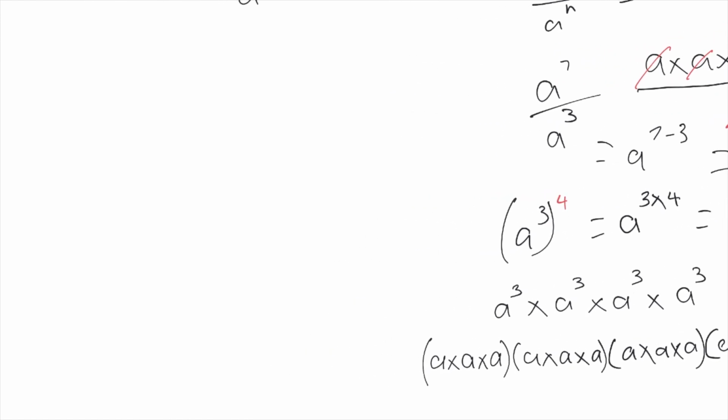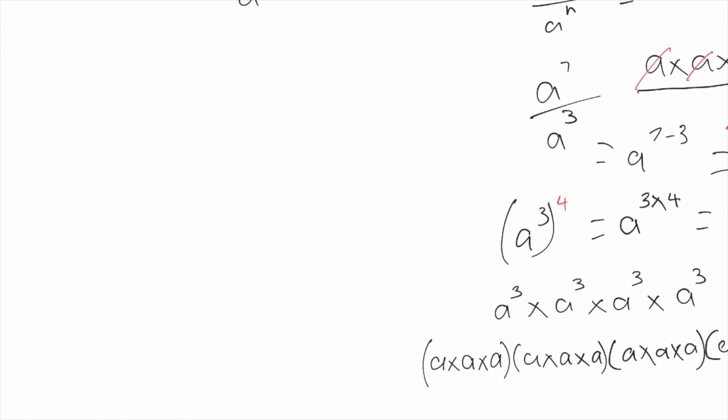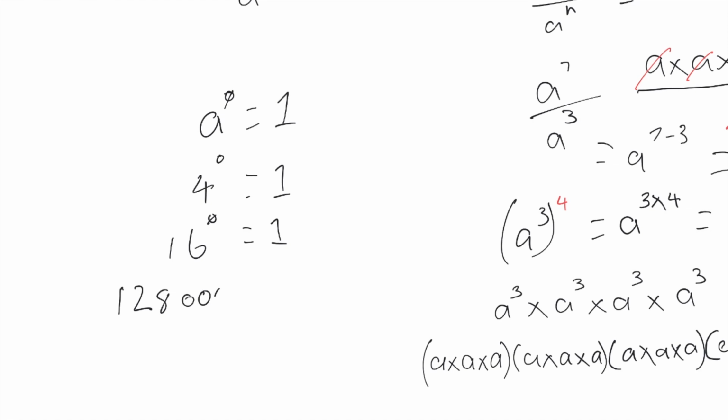Finally, our last exponent law we're going to look at is the power of 0, and that basically means that a to the power of 0 equals 1, and anything to the power of 0: 4 to the power of 0 equals 1, 16 to the power of 0 equals 1, even 128,000 to the power of 0 equals 1.